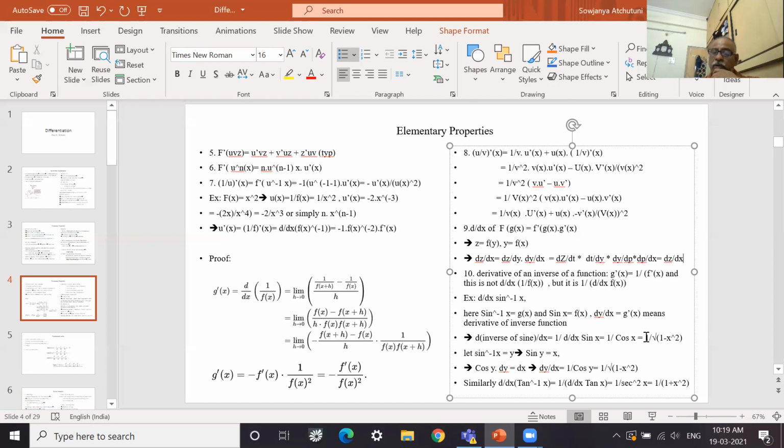Okay. Now how did we get it? The philosophy is 1 by the differentiation of sin x, which is 1 by cos x. So what is cos x? Suppose sin inverse x is y; then the inverse goes to the other side, sin y is equal to x. What is cos y? Cos y is the square root of 1 minus x square.